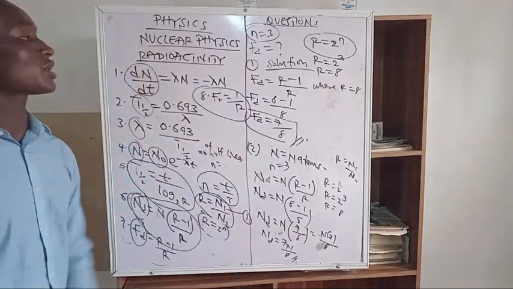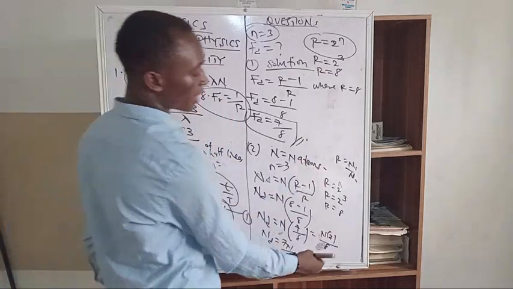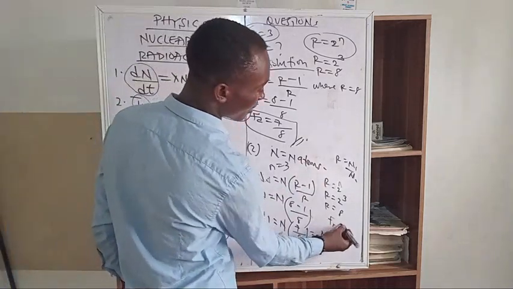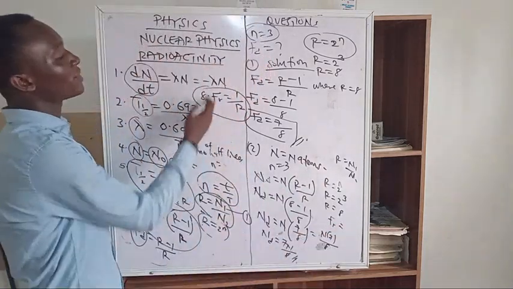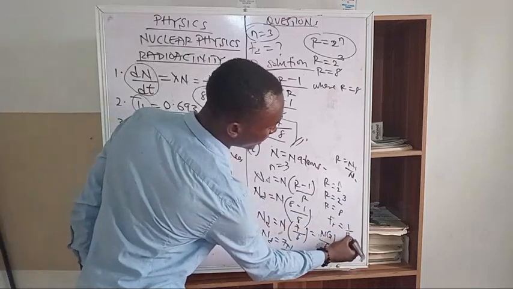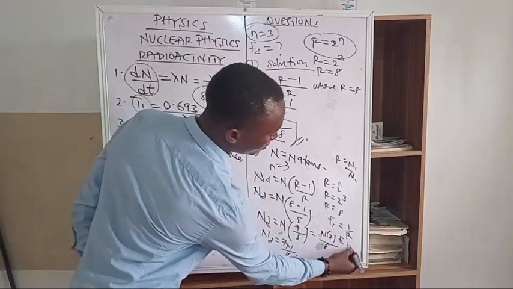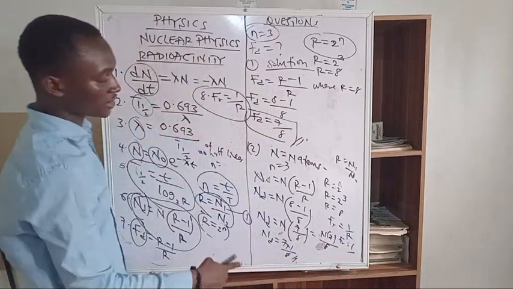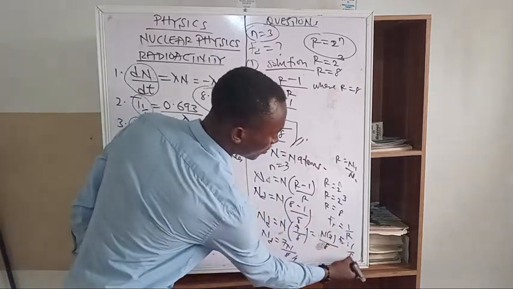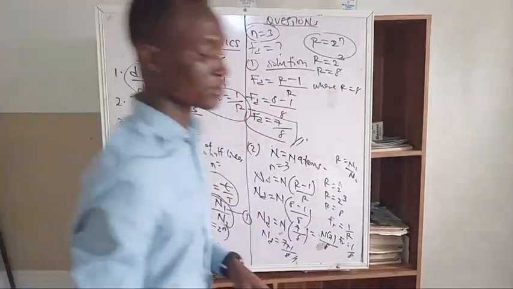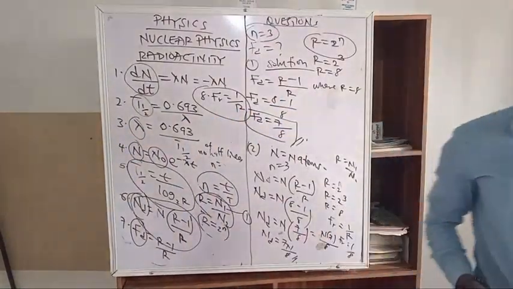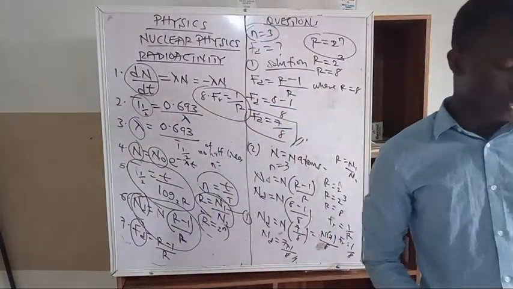In the same question, if I have to determine the fraction of atoms remaining, Fr, what are you going to do? Fr, the fraction of atoms remaining, is 1 over r, 1 over the disintegrating ratio. R was calculated to be 8, so Fr is equal to 1 over 8. That is how to go about your calculations in radioactivity.